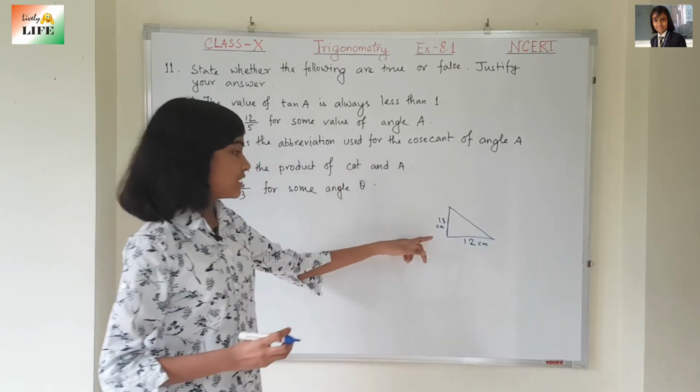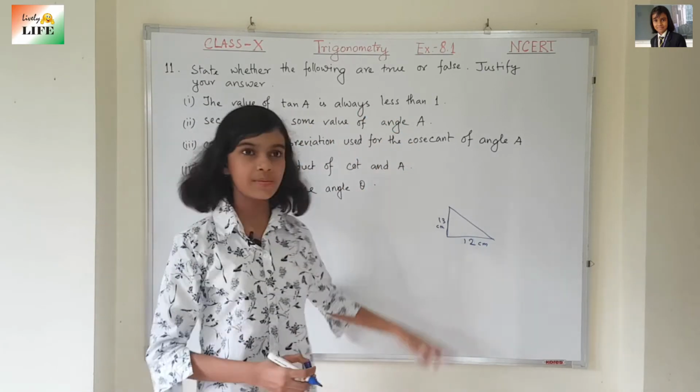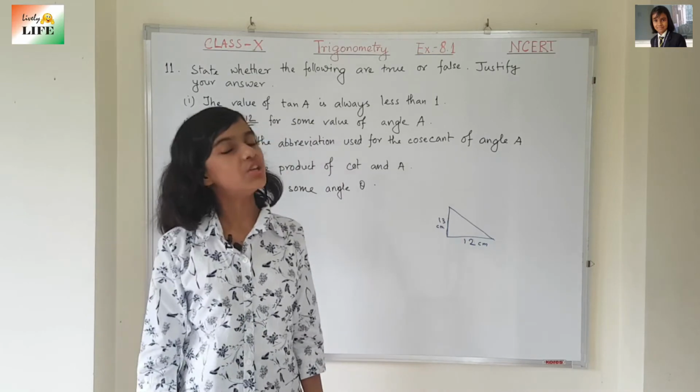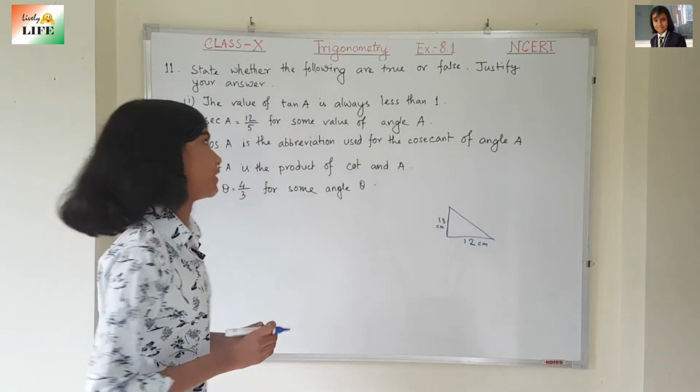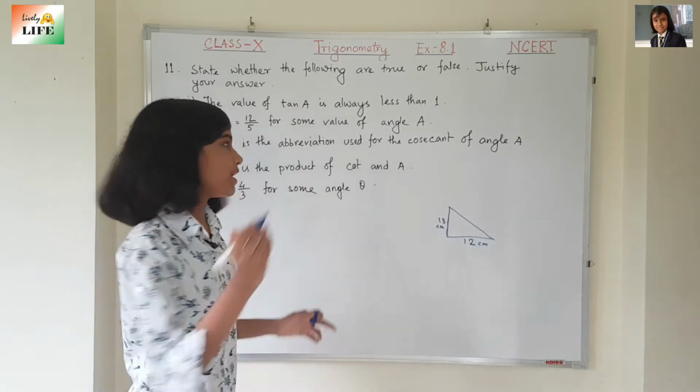So will it be now less than 1? The value of tan A is always less than 1. It will be 13 by 12. Is 13 by 12 less than 1? No, 13 by 12 is not less than 1. So will this be true or false? Yes, it will be false.